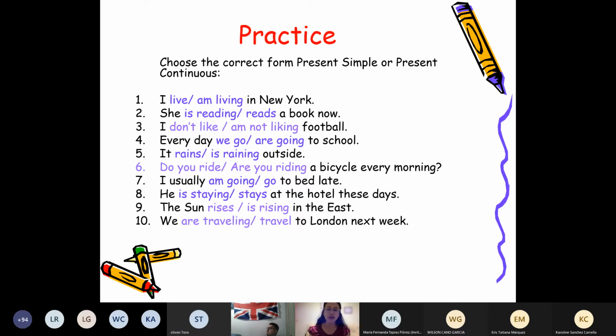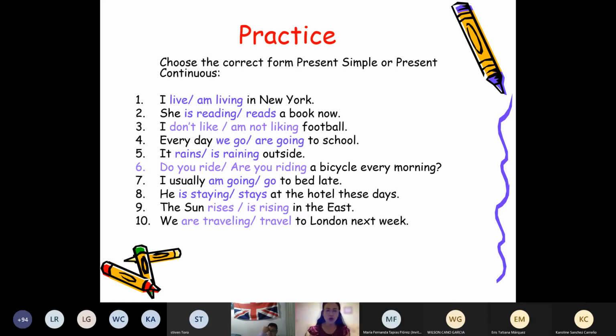I'm going or I usually go to bed late. I think that I usually go to bed late. Very good, because you are expressing an action, yes, that is a routine. Very good. What about number 8?